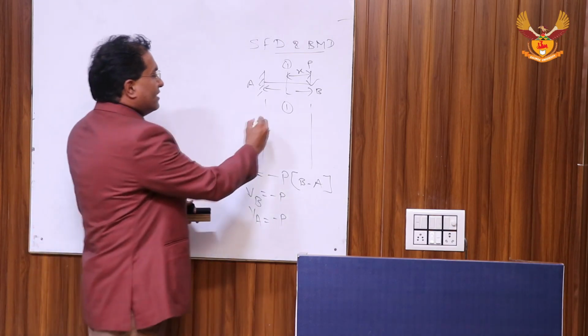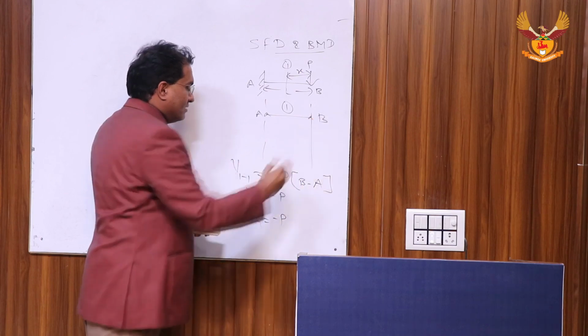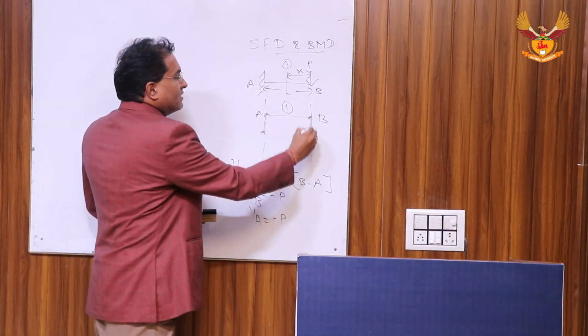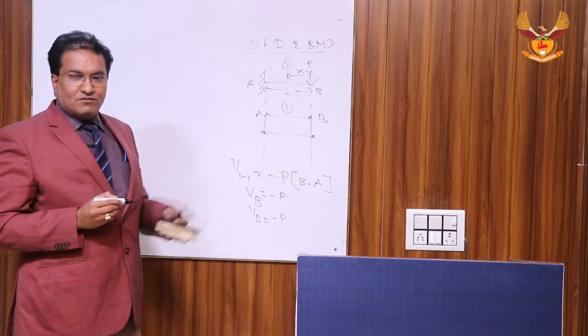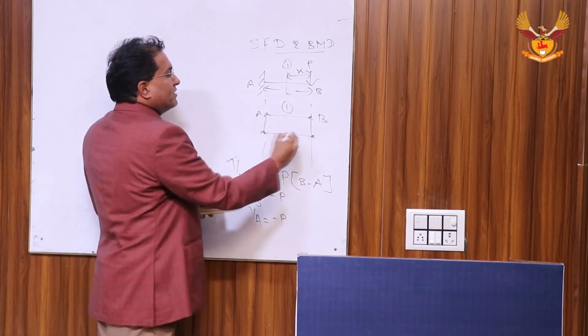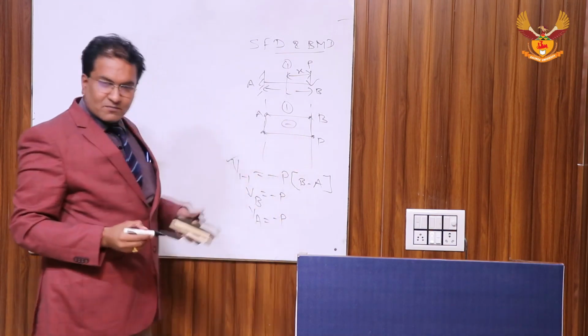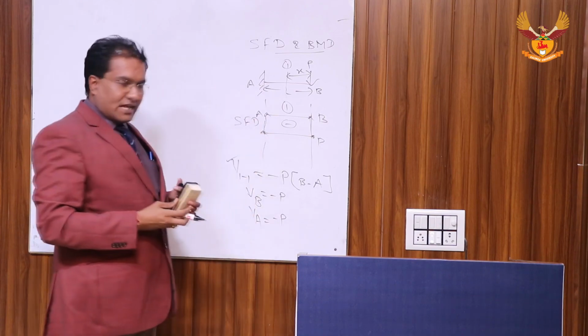So let us try to plot the shear force diagram AB. At A it is minus P, at B it is minus P, and the degree of this equation of shear force is 1, so it will be joined by a straight line. So this is P and this is minus. So in this way we can plot the shear force diagram.